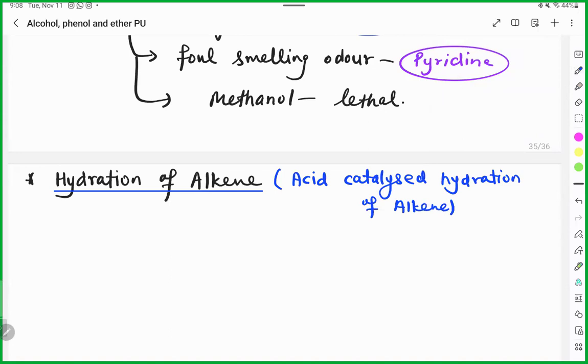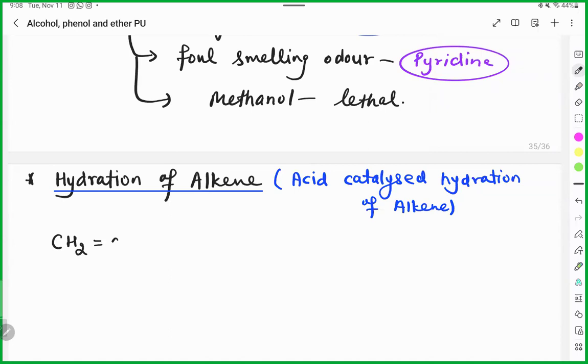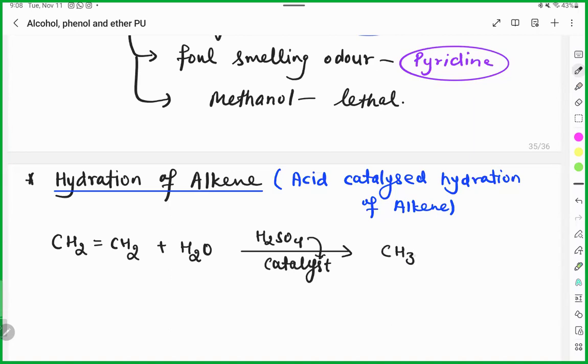So what will happen in this case? If you take CH2=CH2 and you do hydration, what should I add? Water and H plus ion, with H2SO4 as catalyst, right? So what will be the product? Ethanol. So a large amount of ethanol nowadays is made commercially from this.